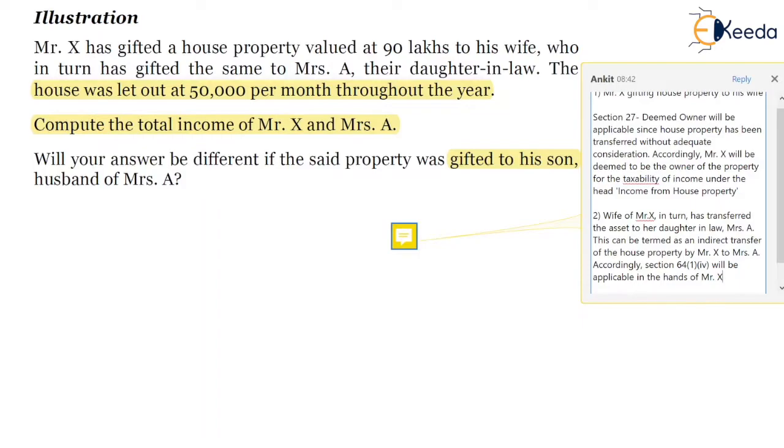64(1)(vi) will be applicable in the hands of the wife of Mr. X. However, it can also be termed as an indirect transfer by Mr. X through his wife to her daughter-in-law. Correct? So section 64(1)(vi) will be applicable to Mr. X also, right? So we have assumed in this case that it is an indirect transfer, and accordingly Mr. X will continue to be taxable. The income from such an asset which has been transferred without adequate consideration will be clubbed in the hands of the transferor individual.